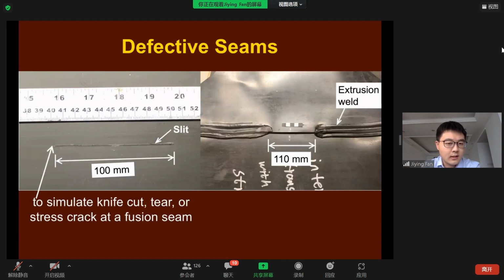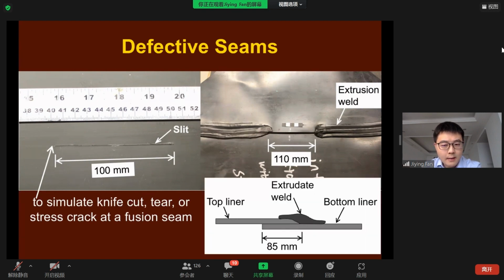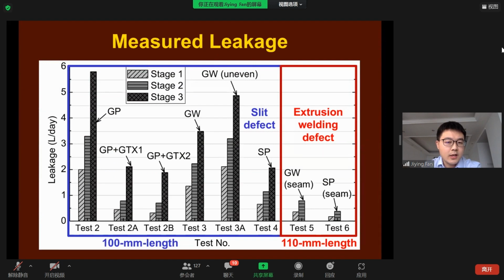The picture on the left is a slit defect cut by a very sharp blade. This is to simulate the knife cut in a fusion seam. The second type, in the picture on the right, is a defective extrusion weld. And we can see that there is a 110 millimeter discontinuous gap between two continuous extrusion fillet welds. The overlap between the top and bottom liners is 85 millimeters.